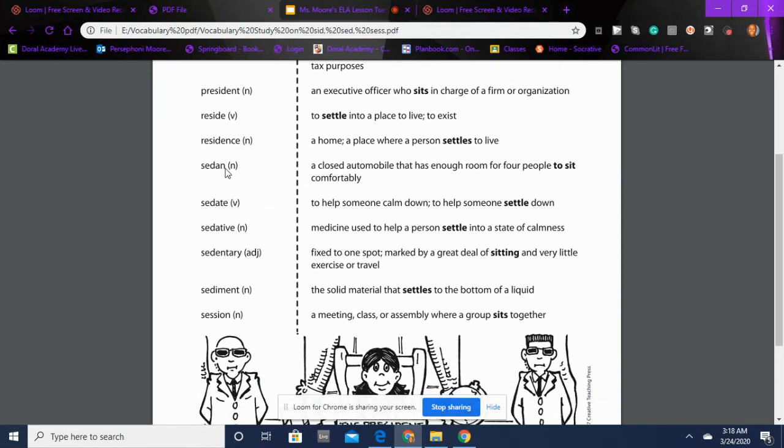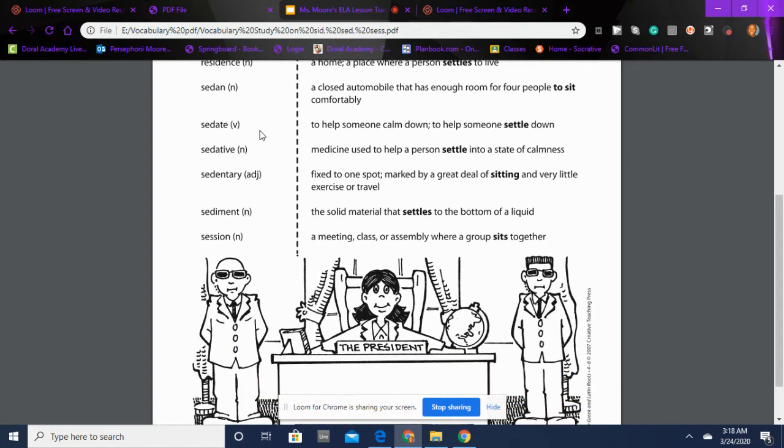Okay. Next is sedan. Sedan is a noun. It's a closed automobile that has enough room for 4 people to sit comfortably. Some of our parents drive SUVs. Some of our parents may have a minivan. Most of the time, however, we drive in sedans. It's a 4-door car. Pretty much what a sedan is. Sedate is a verb.